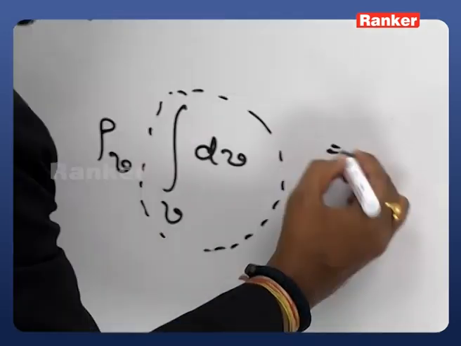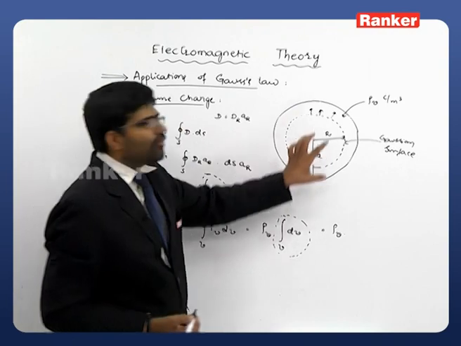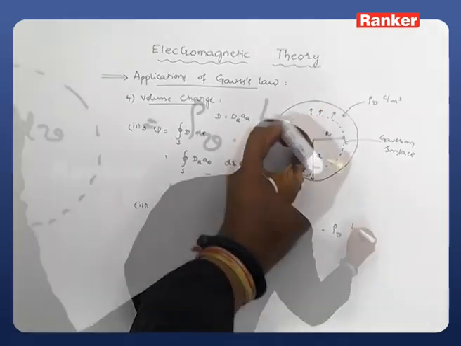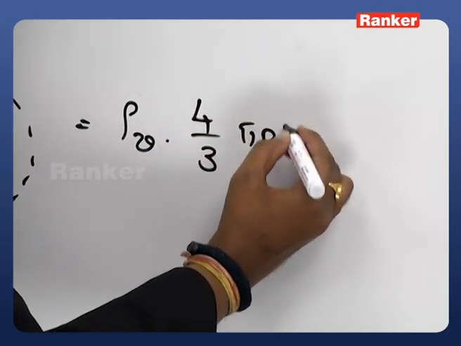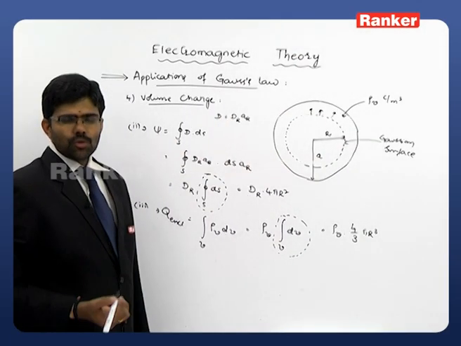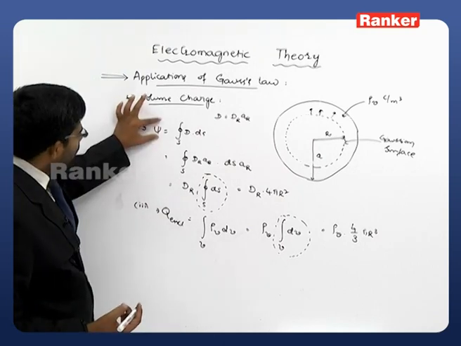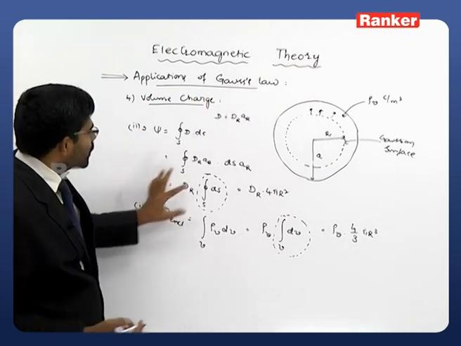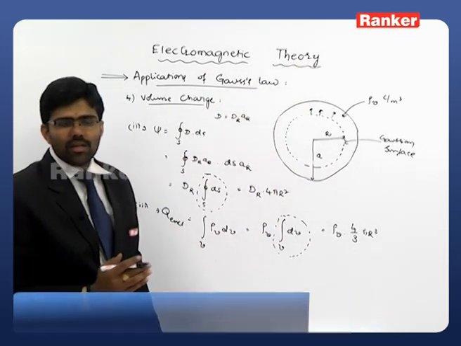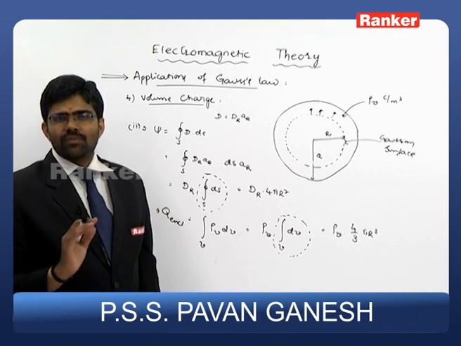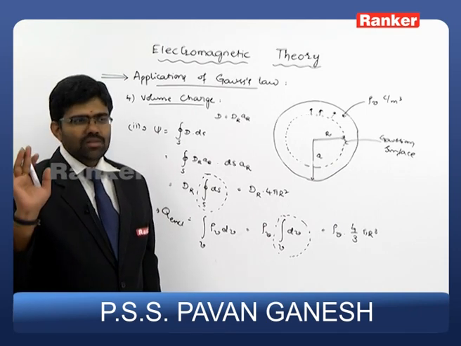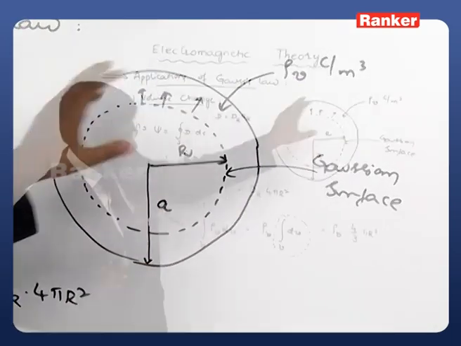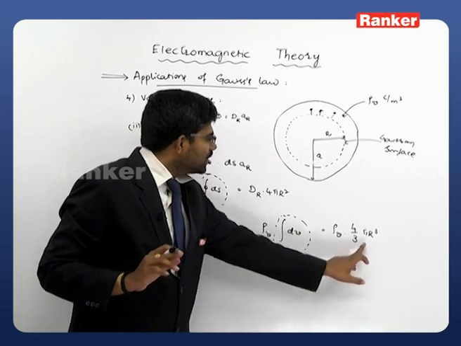Which can be written simply as rho v times the volume of our sphere. The volume is 4/3 pi r cubed, already known to us. Once again, just observe what we are doing here. We are calculating the total flux leaving through the Gaussian surface and the charge enclosed within that Gaussian surface only. Don't go for outside of the Gaussian surface, we don't bother about that. We consider only the volume within the Gaussian surface. That's why we got rho v times 4/3 pi r cubed.